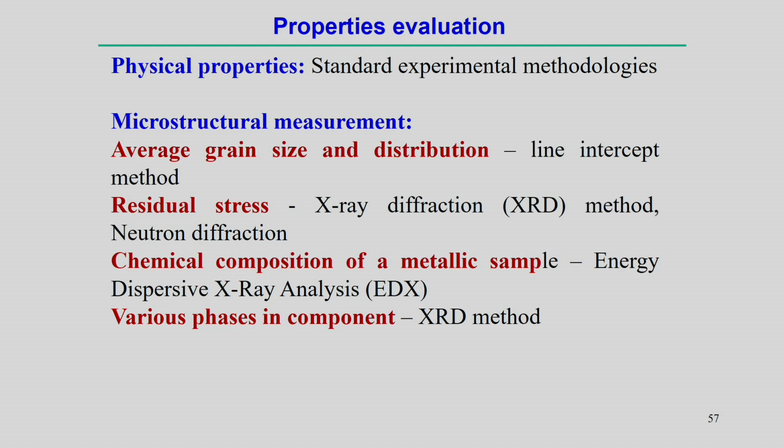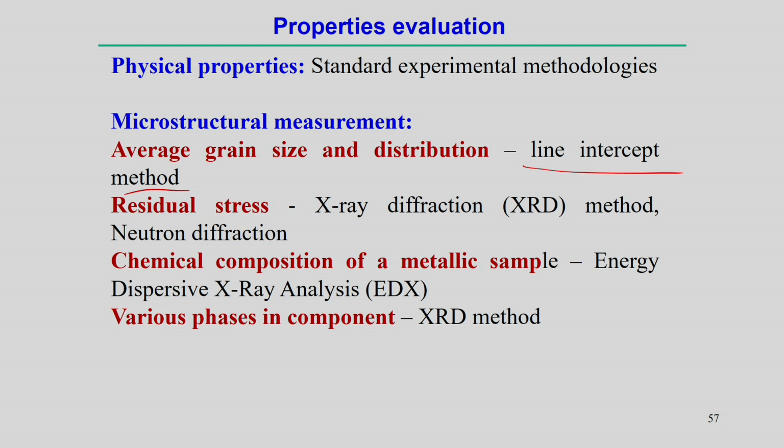Next, apart from mechanical properties evaluation, microstructural measurement can also be done to some extent. For example, the average grain size of a microstructure and its distribution are also important. We can use the optical microscope to measure the average grain size or distribution of the grains, and the methodology normally used for average grain size is called the line intercept method. We simply draw a line, count how many grain boundaries it crosses, and based on that we can measure the average grain size.